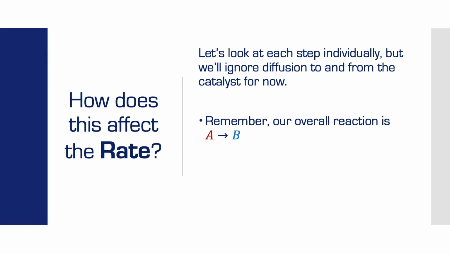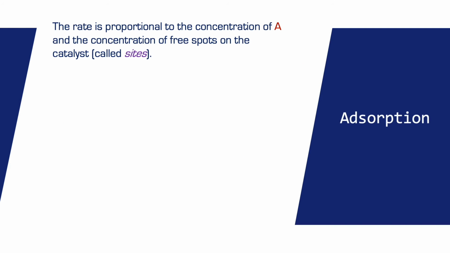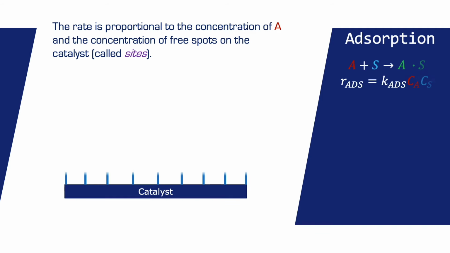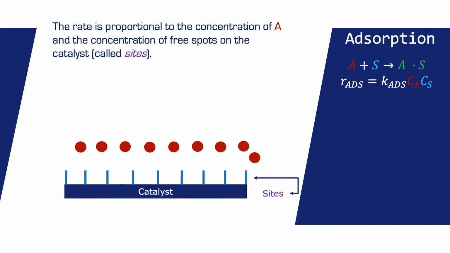Remember, our overall reaction is A forms to make B. Each individual step will be elementary. The rate is proportional to the concentration of A and the concentration of free spots on the catalyst, called sites.